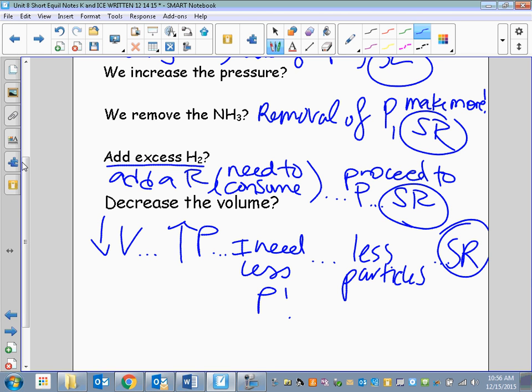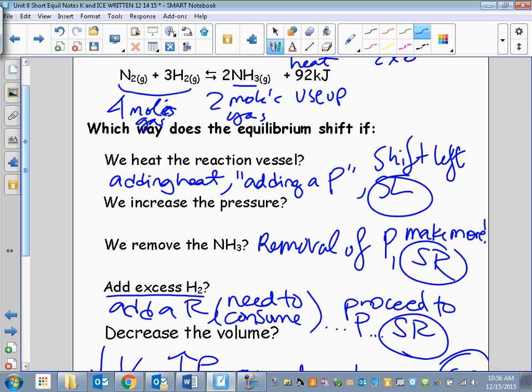What if you increase the volume? Does that stress it out or not? Yes, if I increase the volume, what happens to pressure? Less pressure. And you're like, oh no, I don't have enough pressure. What do I need? More pressure. How do I get more pressure? Shift left. Well, more particles, and that happens to be on the left for this one.